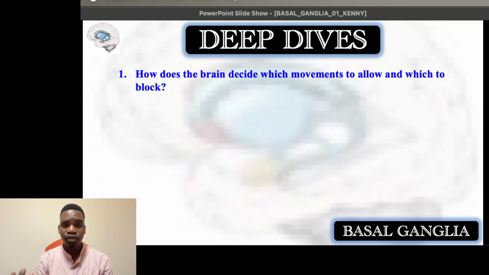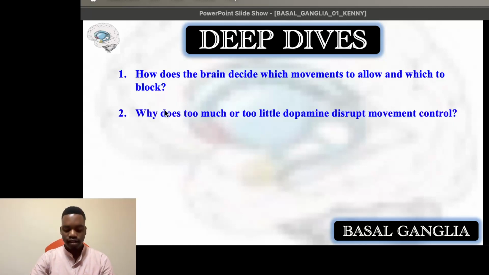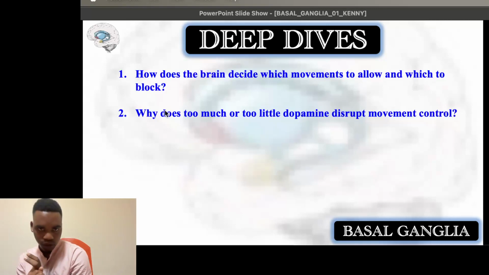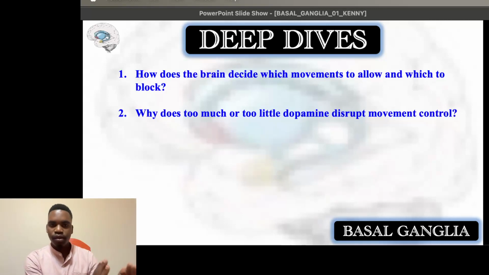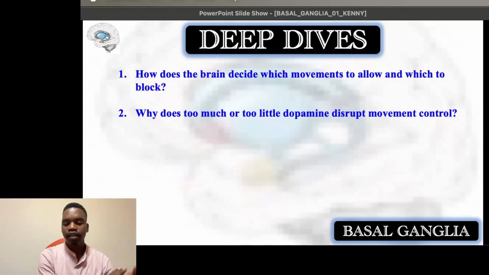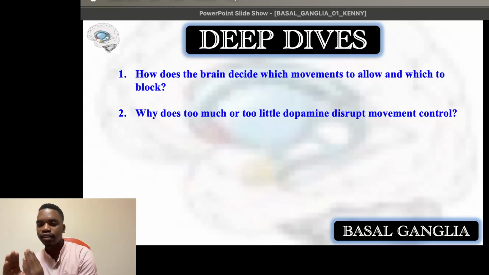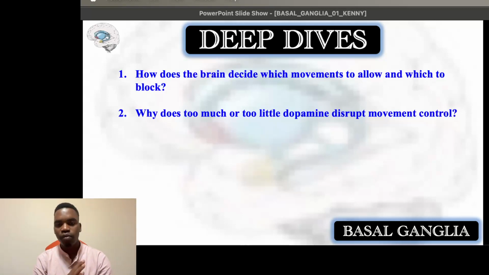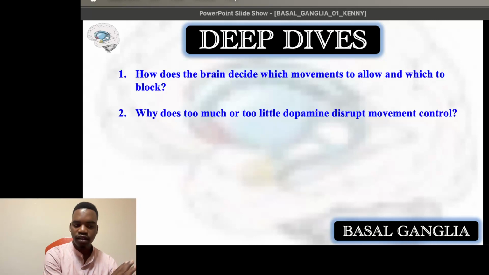Have you asked yourself how the brain chooses what kind of movement to make, like what kind of movement to allow and which one to inhibit or block? Have you asked yourself about the role of dopamine in movement control, like what happens if someone has too much dopamine, and what happens if someone has a small amount of dopamine, what movement disorders or disruption will be seen?